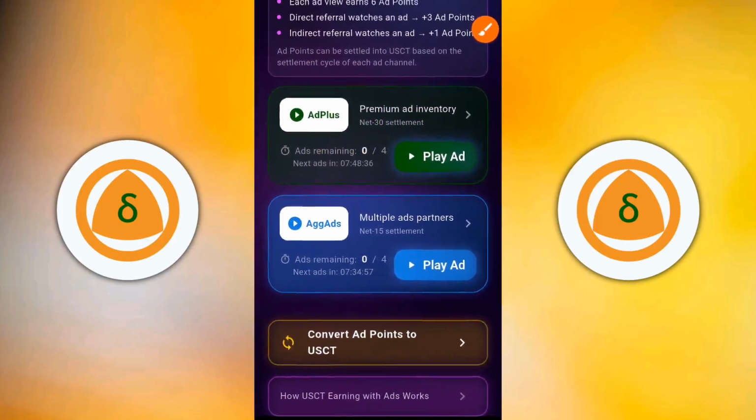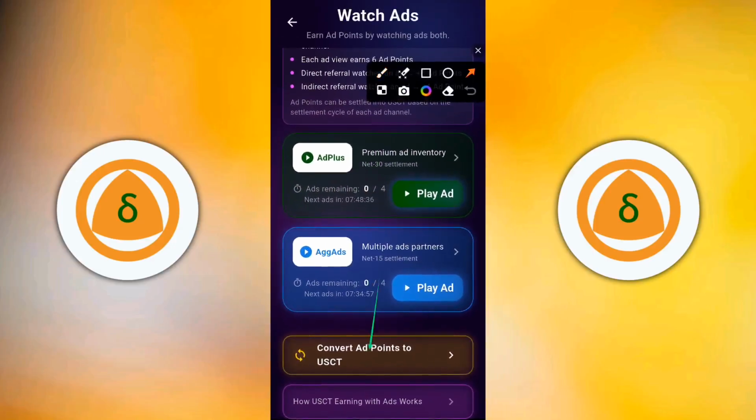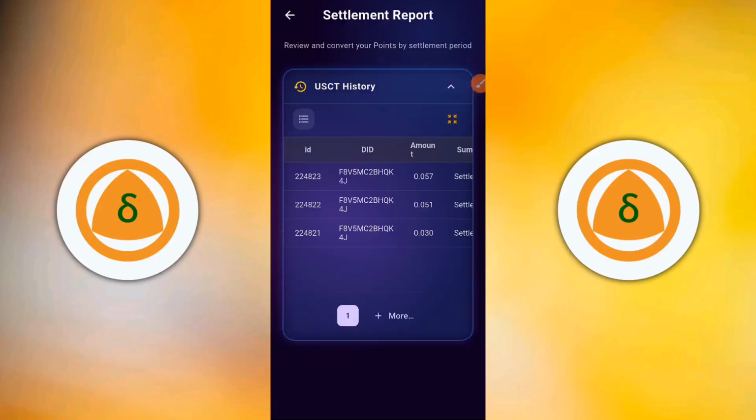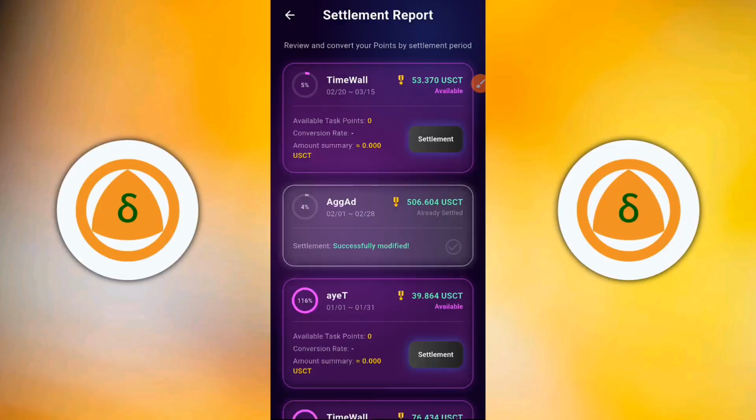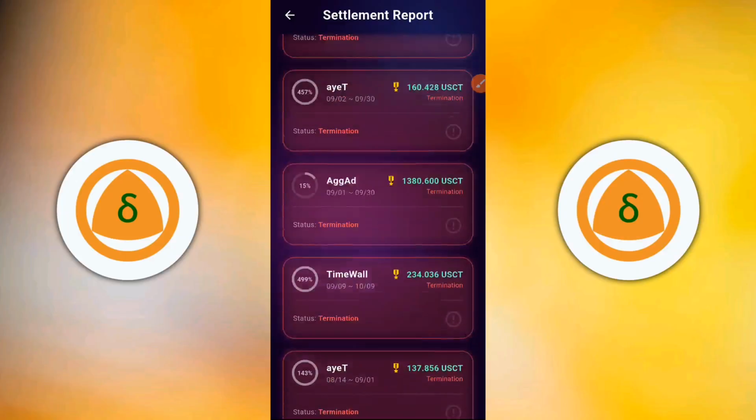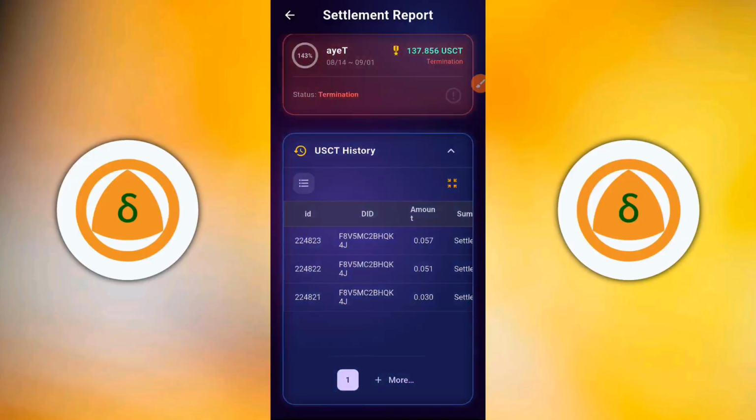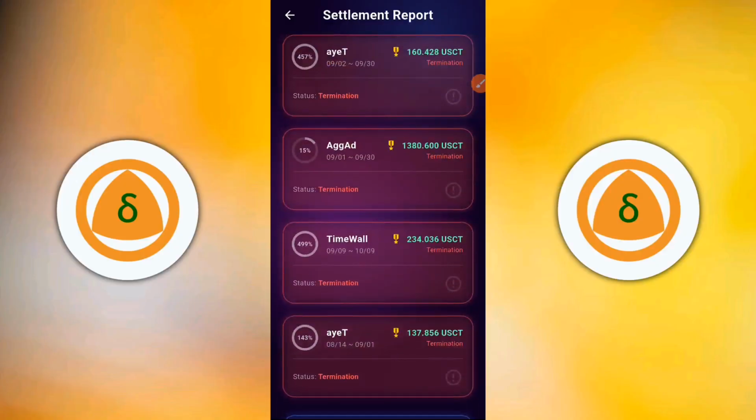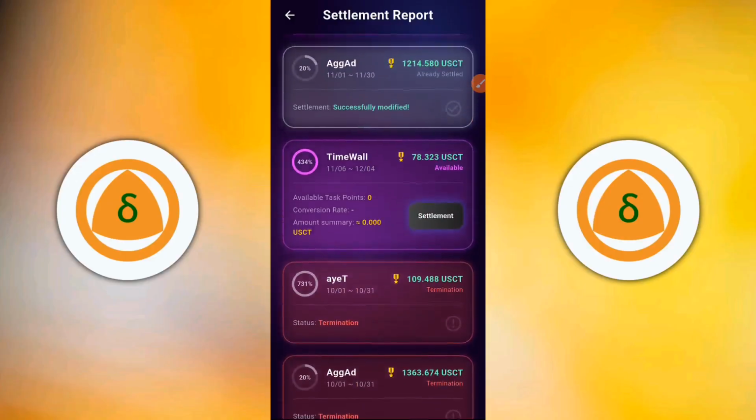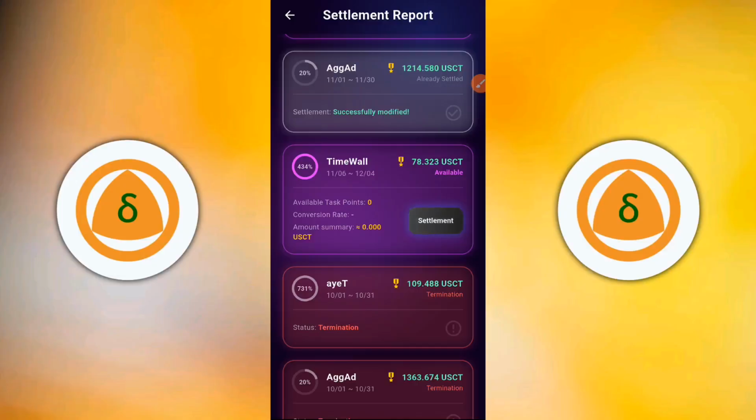Now convert your ad points to USDT mining. So this is it right here. These are ad points from ads that I watched that I didn't really know I even watched, because sometimes you might just enter the Delta app and you watch ads, right? So I'm just going to use one of these to show you as an example. If I scroll down right here to the very bottom, you can see that there are a lot of terminations, and these are points I didn't claim, right? So if you don't claim them, there would be terminations, right?